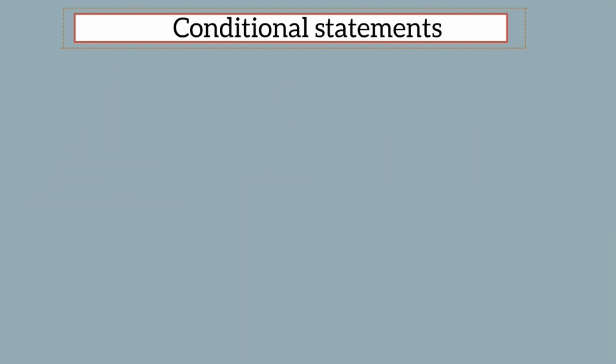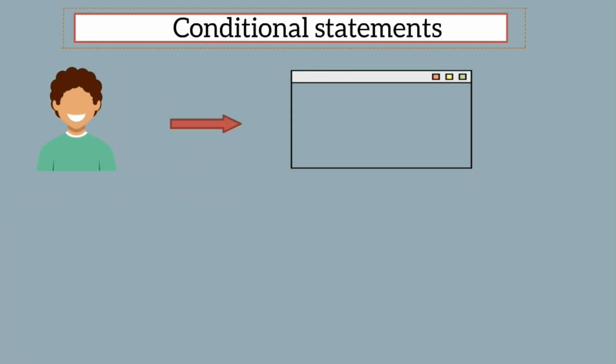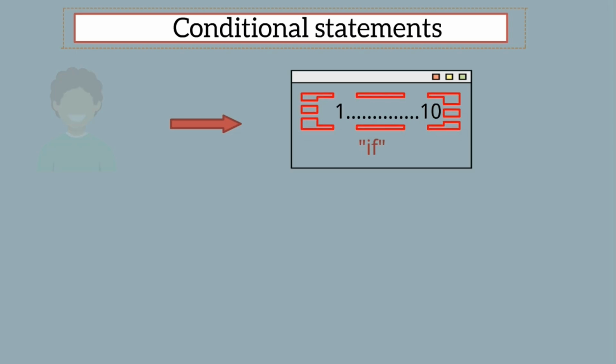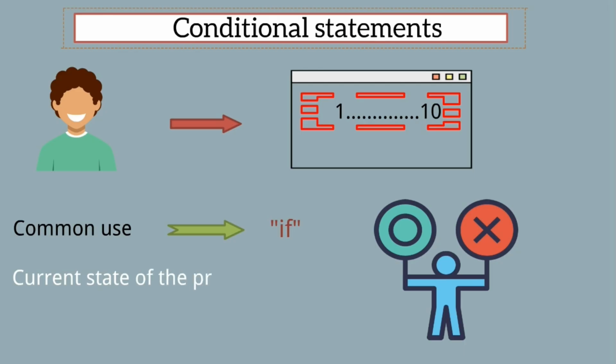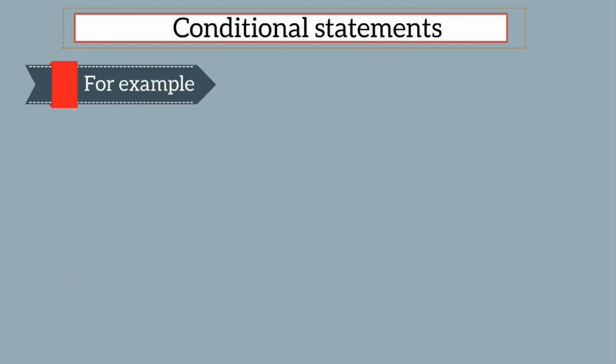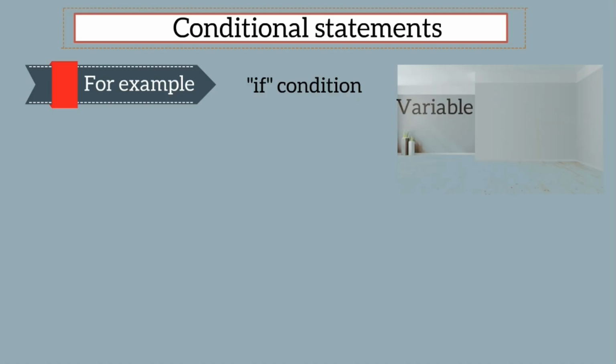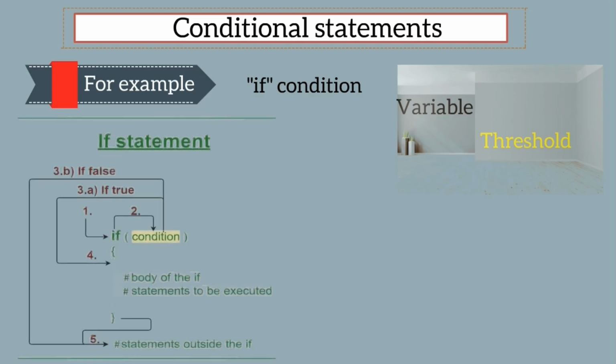For example, if an application prompts the user to enter a number between 1 and 10, the program can use an if condition to check if that number entered by the user is indeed within the range before proceeding. Another common use of the if condition is to make decisions based on the current state of the program. For example, a program may use an if condition to check if a variable has reached a certain threshold before taking a specific action.